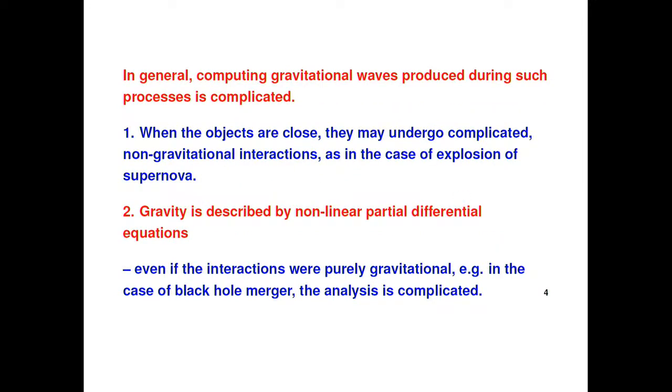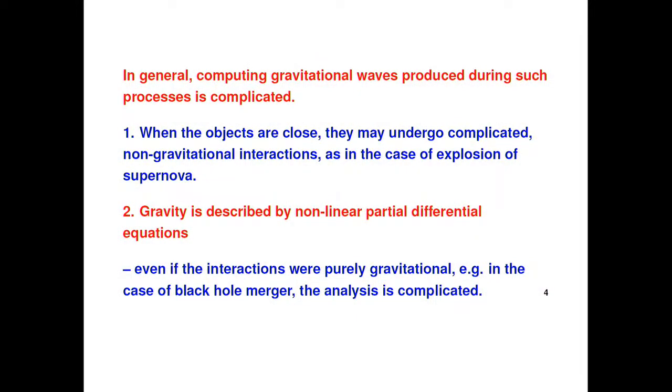Now while we know that such processes will emit gravitational waves, if you want to actually compute what kind of gravitational waves come out of this process, it is a complicated computation, and it is complicated because of two reasons. First of all, when the objects are close, they may undergo complicated non-gravitational interactions. For example, this is what happens in the explosion of a supernova, where the nuclear forces play an important role in the explosion.